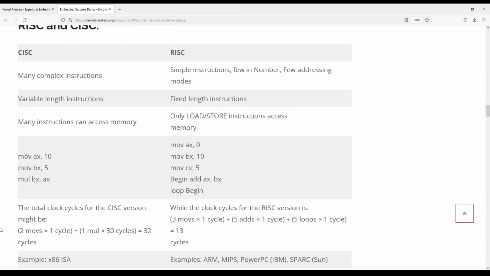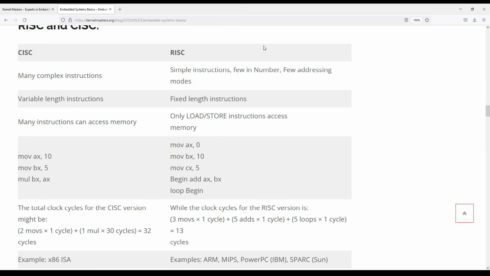Begin is a label actually. The label marks where the program begins. Then ADD AX, BX, and LOOP begin. This is a very important assembly program.